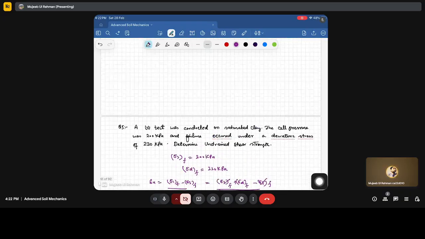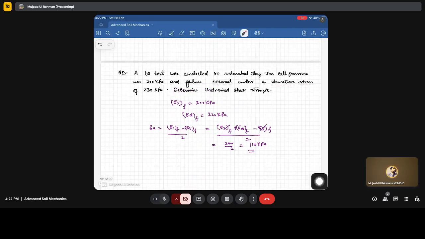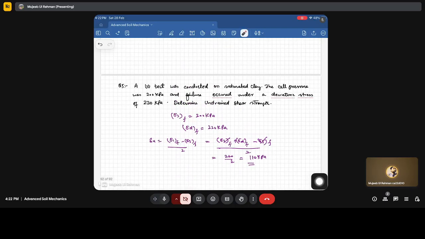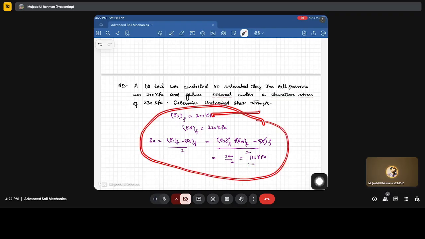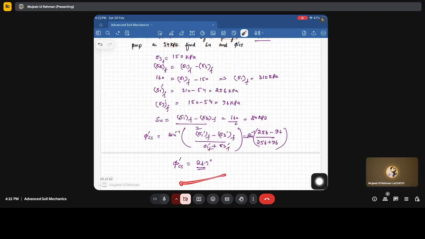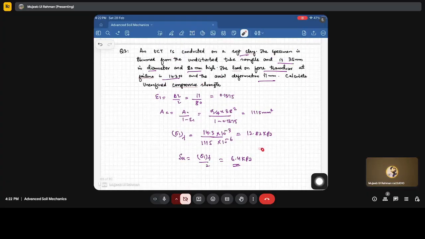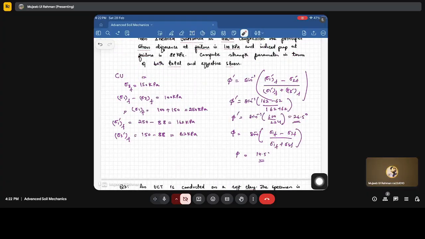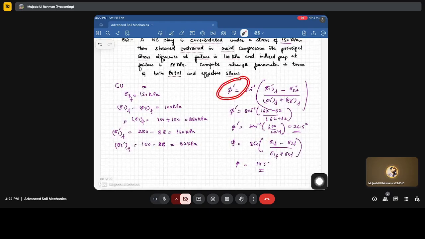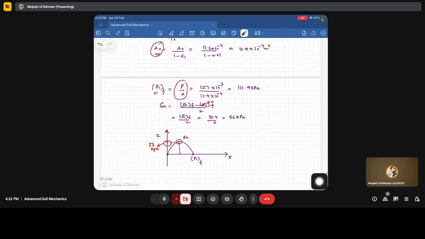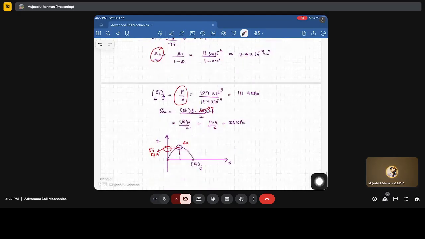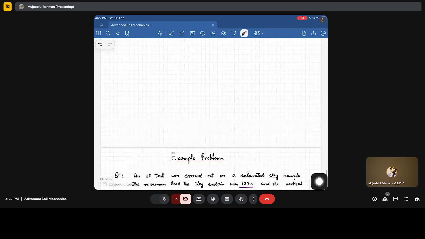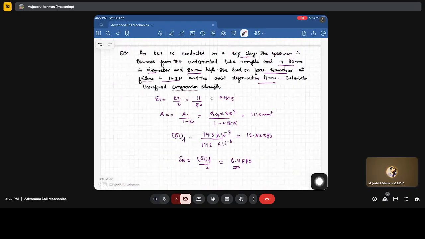So in these problems we have seen how we can approach different problems for determining the undrained shear strength or strength parameter, whether it's phi or the unconfined compressive strength, and also the strength parameter in terms of total stress or in terms of effective stress. Fine. And also more separate representation for the unconfined compressive strength test. So that was all for today.